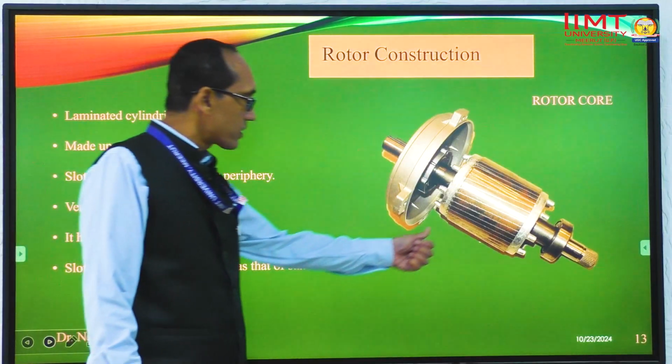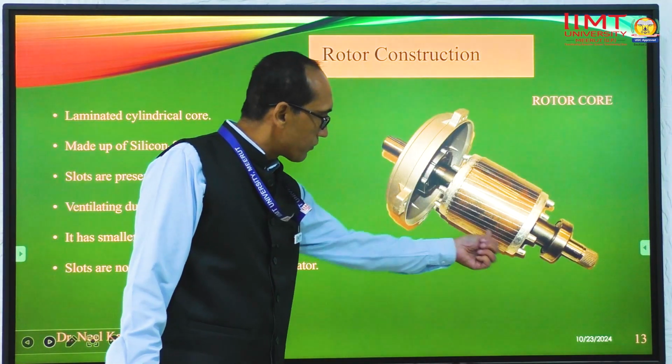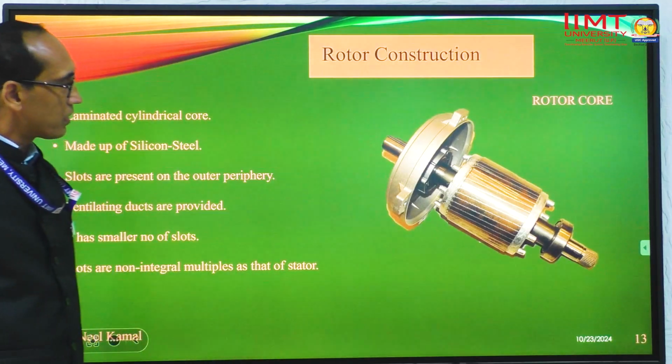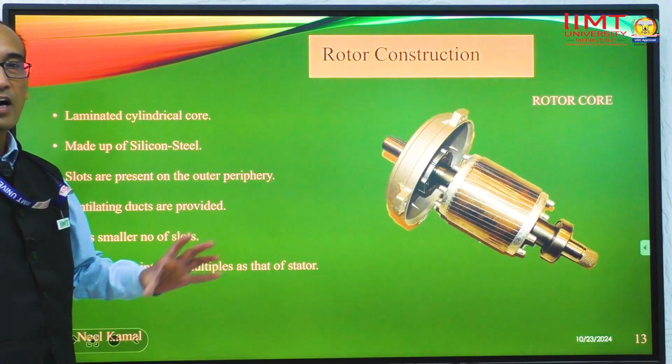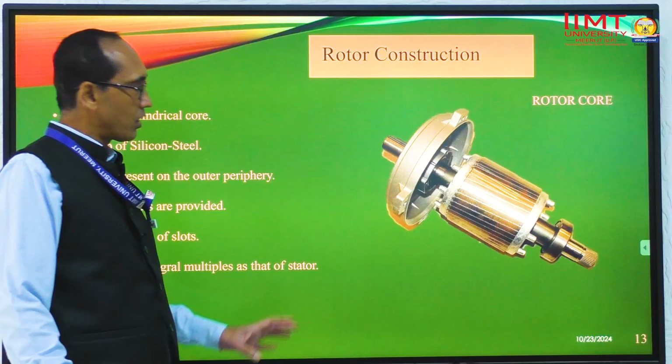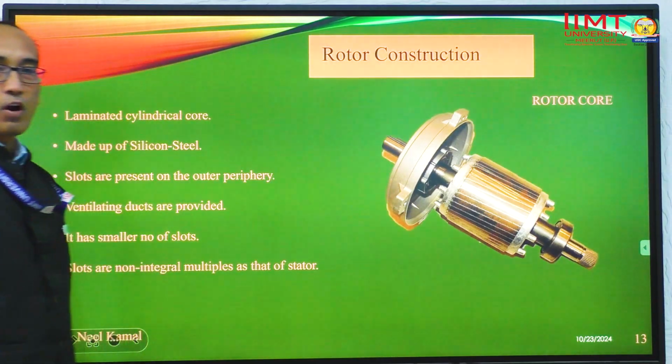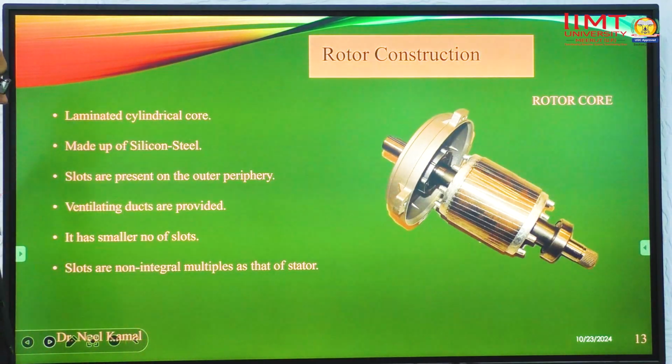So in this shape, these are the different slots in this rotor part, and these slots are parallel but some are skewed to avoid the magnetic locking.